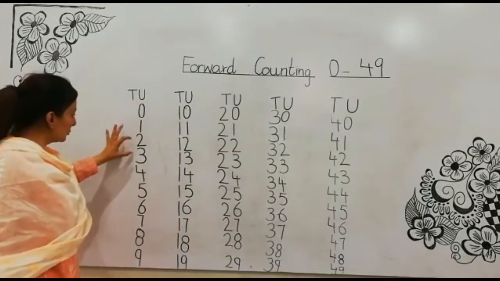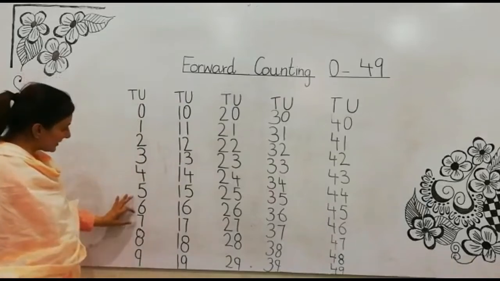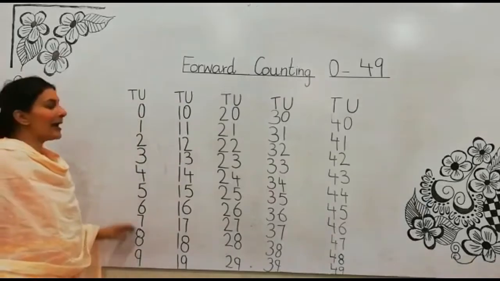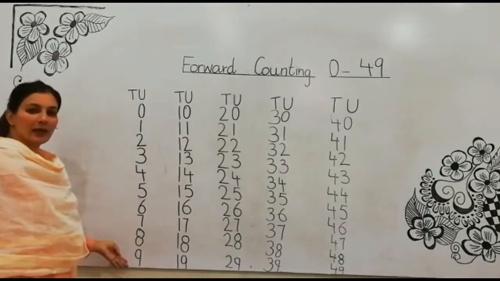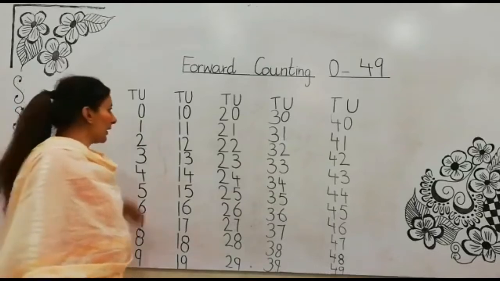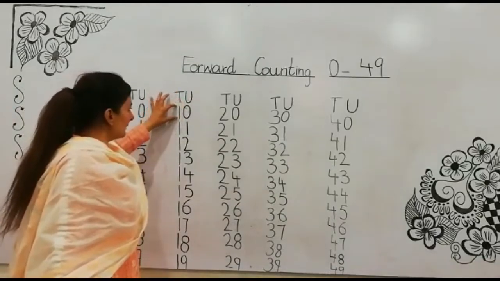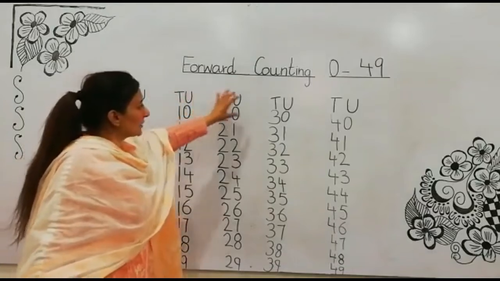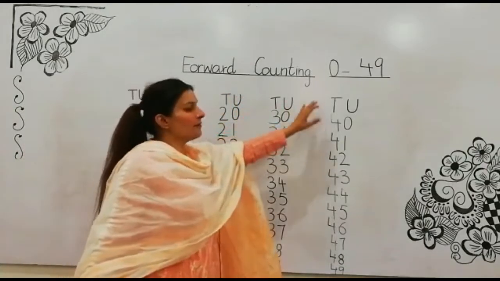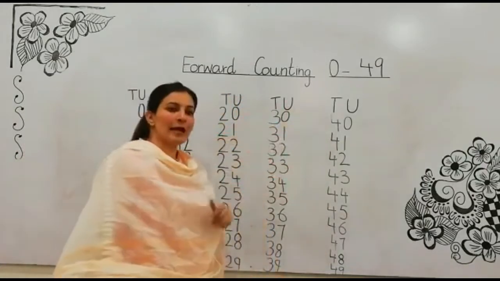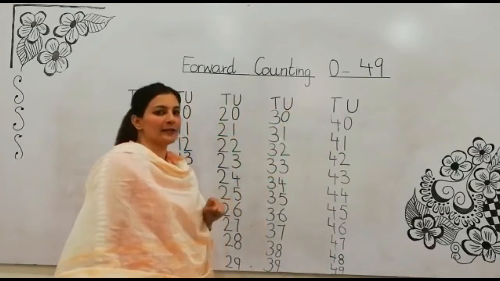0, 1, 2, 3, 4, 5, 6, 7, 8, 9. Till now you will write it under the units. Okay. Next topic is tens and units. Tens में क्या आता है? 10, 20, 30, 40, 50, 60, 70, 80, and 90.